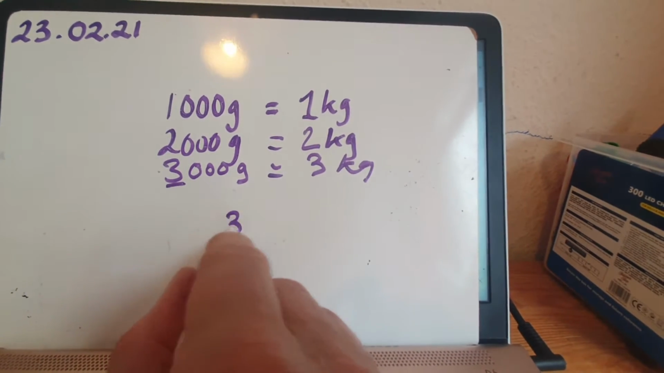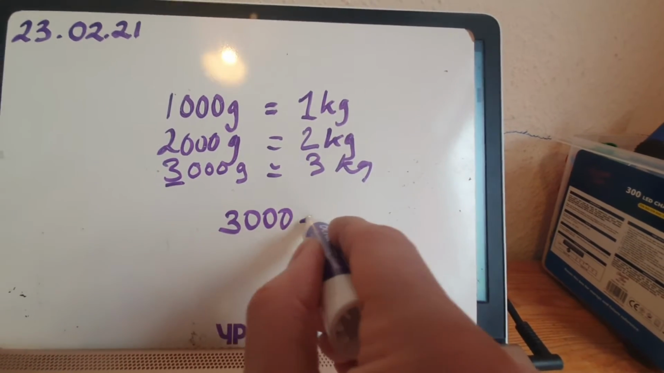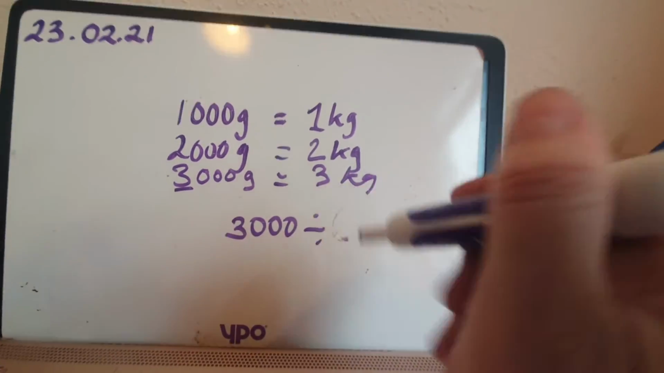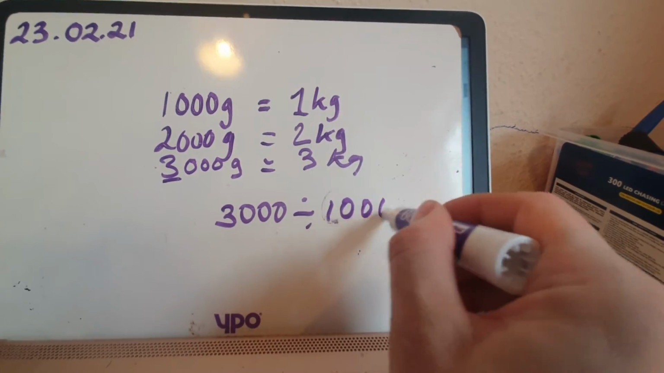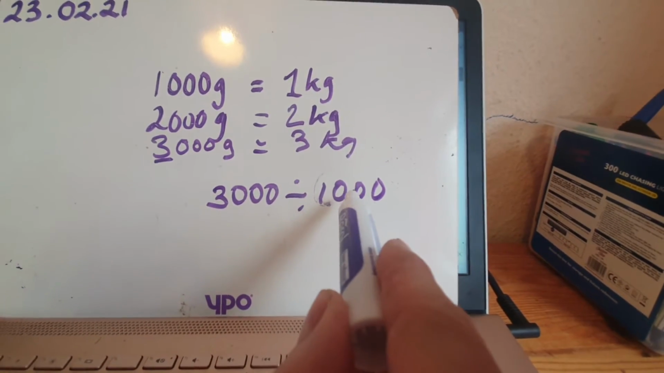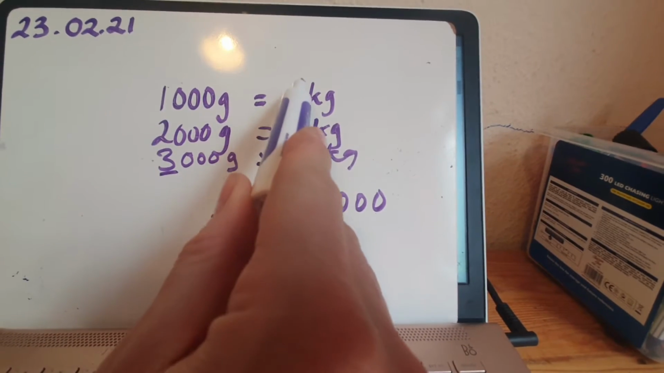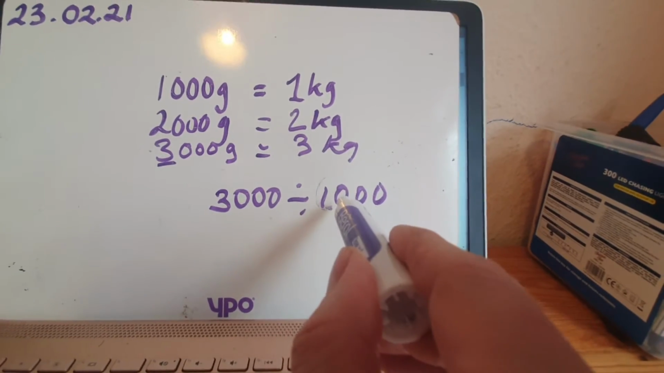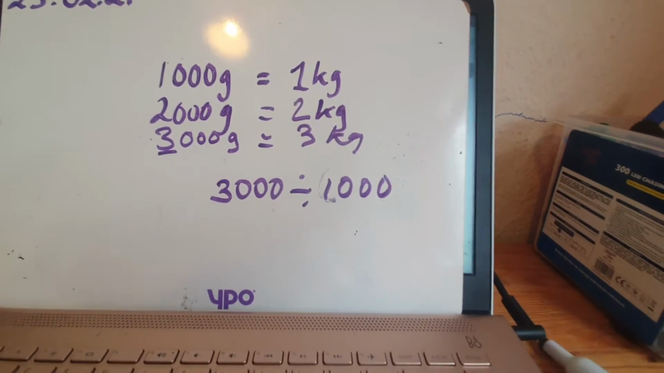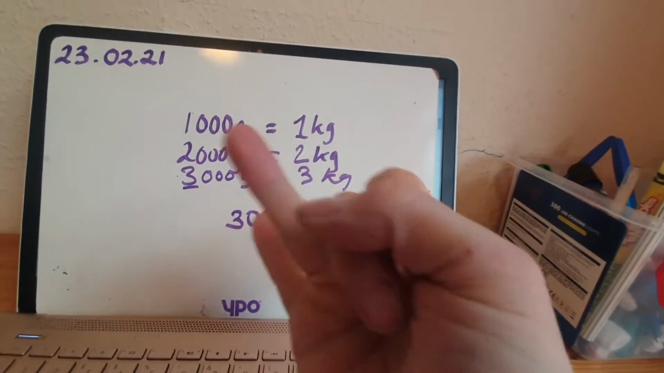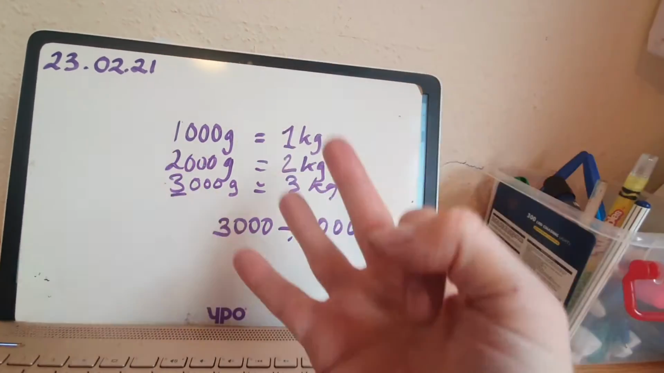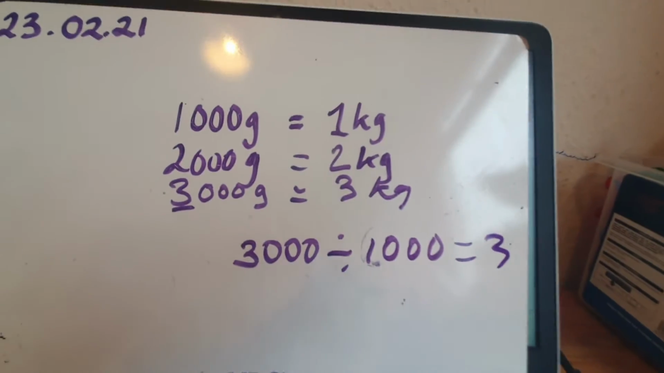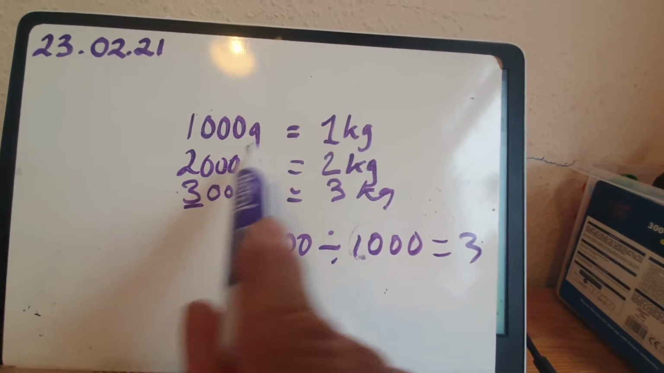So what we've done there is 3,000 divided by 3. Sorry, not divided by 3. What am I talking about? Divided by 1,000. Because 1,000 grams is 1 kilogram. So 3,000 divided by 1,000. That's how many thousands are in 3,000: 1,000, 2,000, 3,000. So it'd be 3. And that's how we can convert from grams to kilograms.